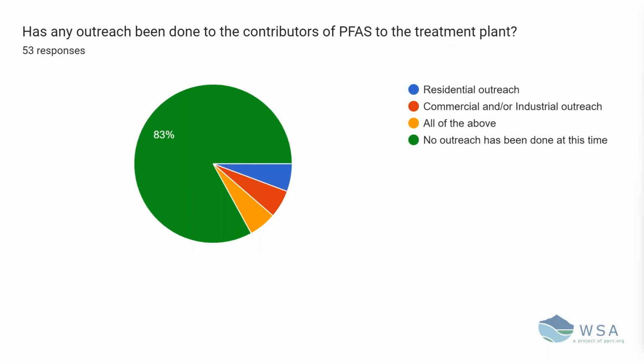So the majority of people have not done any outreach. You can see in blue, some people have done residential. In red, some have done commercial or industrial, and the yellow is they've done both residential and commercial. So we're getting some movement in that direction.